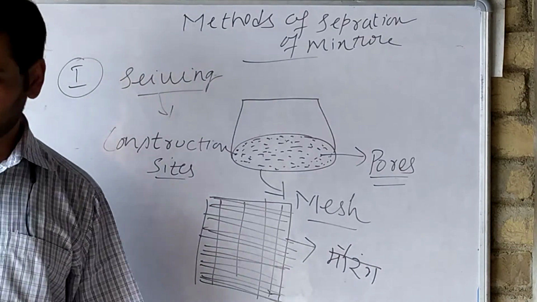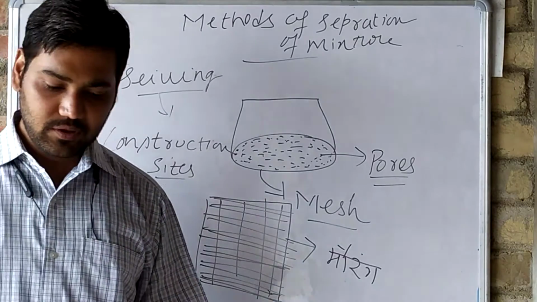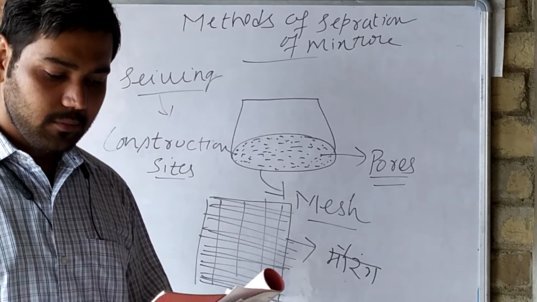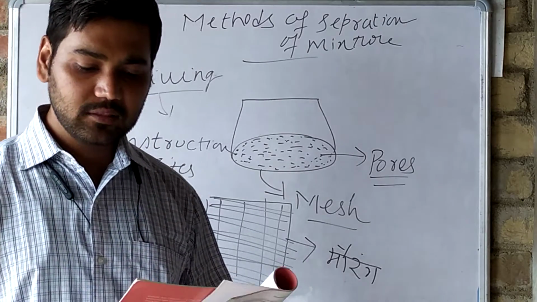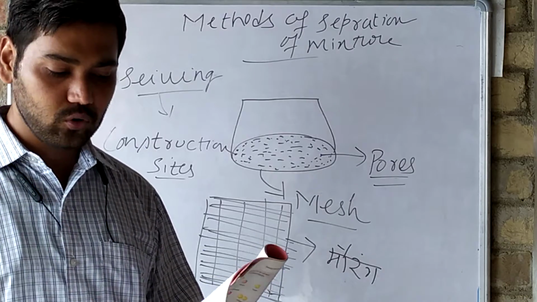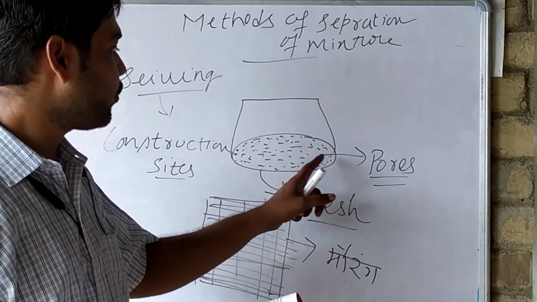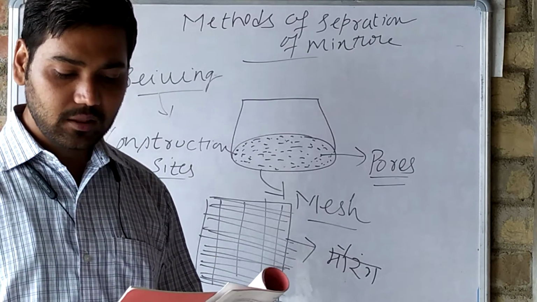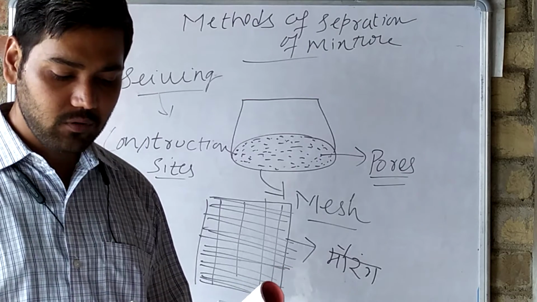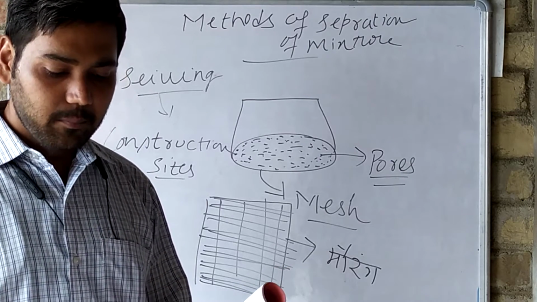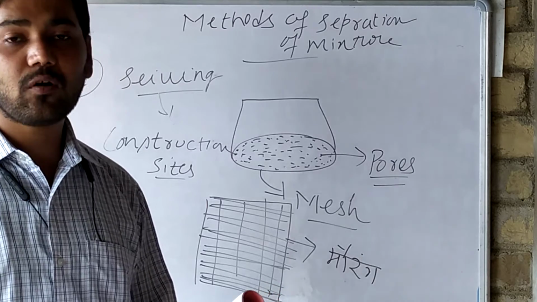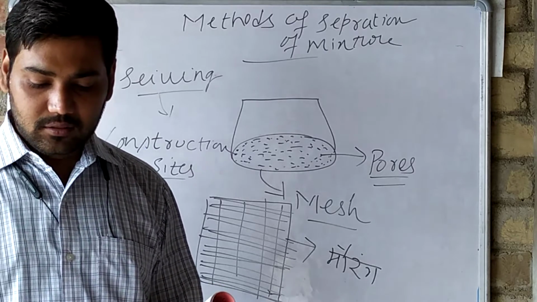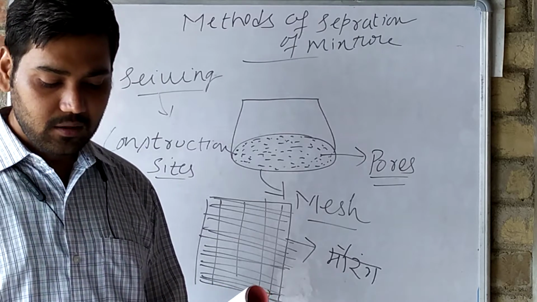Sieving is a process in which we shake the mesh. Particles smaller than the holes in the mesh pass through, and the bigger ones remain on the mesh. I have told you that. Thus, particles are separated on the basis of their size. This process is called sieving, and this is the mesh.